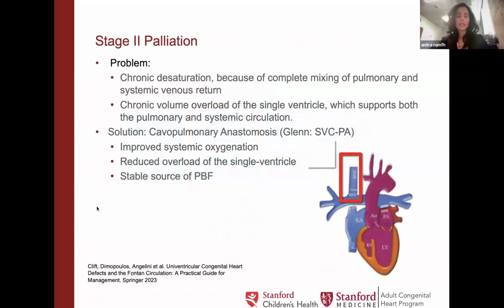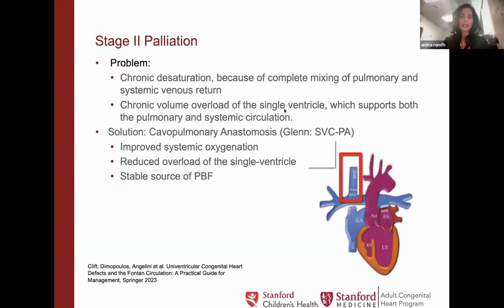So now that we reach the goals of stage 1 palliation, when can we start to think about stage 2 palliation? In other words, a more stable source of pulmonary blood flow. Because remember, after the stage 1, we, of course, still suffer from chronic desaturation. There's still complete mixing of systemic and pulmonary return. So saturations are lower. And if we stay in that first state, there's chronic volume overload of the single ventricle, because that single ventricle is still trying to support a pulmonary and systemic circulation.